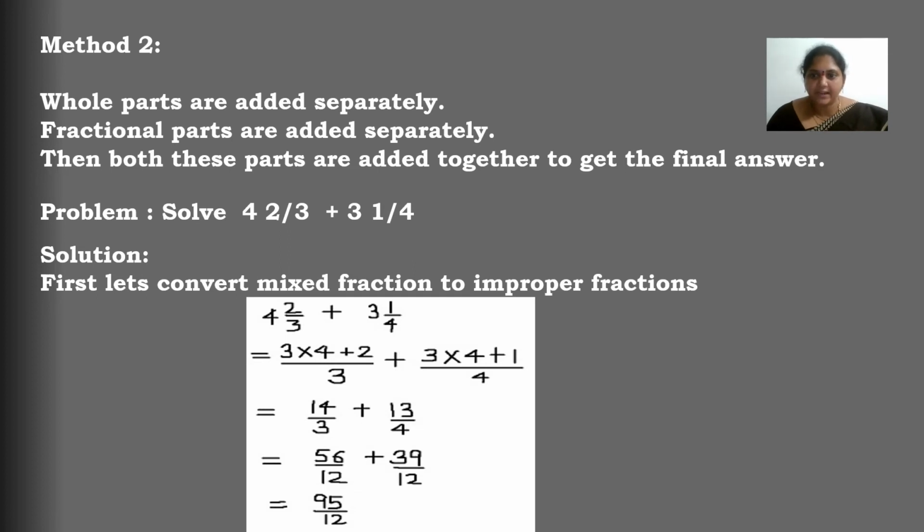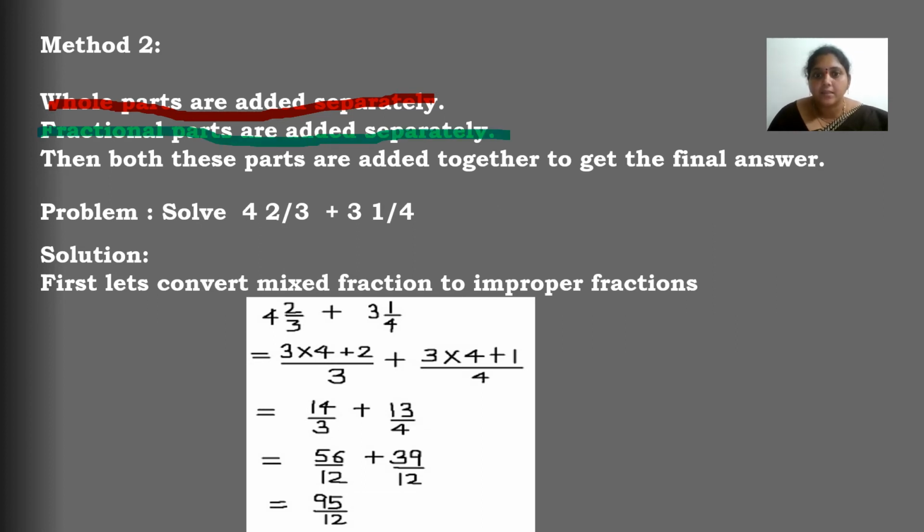Now we'll go for our second method. What is our second method? Here you have to add whole numbers first. Then you have to add fractional parts second, separately. Then both these parts are added together to get the final answer. Means, for suppose my sum is 4 2 by 3 plus 3 1 by 4. These are the mixed fraction numbers.